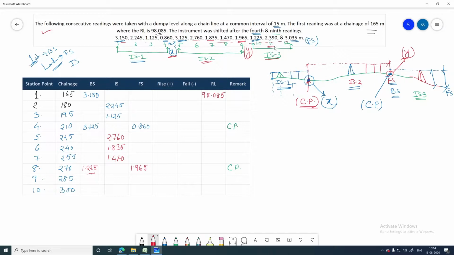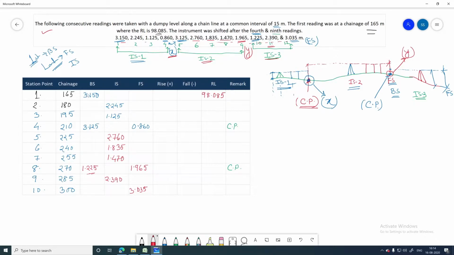So 11th reading, this is the intermediate sight reading. So intermediate sight reading, the value of that is 2.390, and the last one definitely it will be the foresight reading. So it will come here, that is at CHAIN-S 300, that is 3.035. Now you understand why I have taken the station point up to 10, because we don't have any other data, right? So that is why I have already taken the station points up to 10.